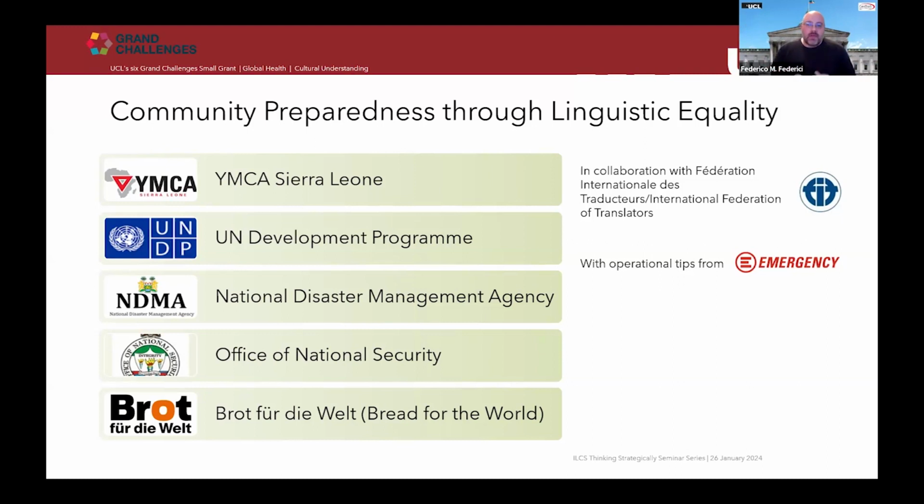And it made sense because it had a very tangible outcome. And that outcome has been recognized by the National Disaster Management Agency, that continue to be a partner of YMCA Sierra Leone. And next year, we hope to have also the Ministry of Education in partnership with this project to create a continuation of a project that is based on multilingual education.